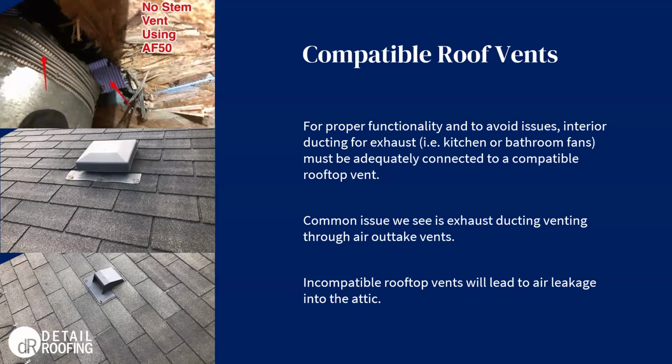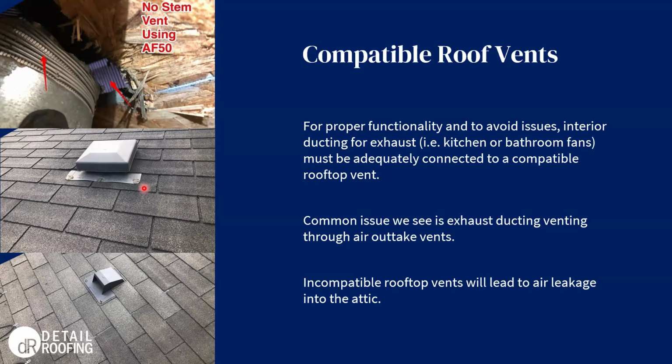Before, I was mentioning that one of the most common types of air outtake vents that we see is an AF50 vent. So that is an example here of what an AF50 vent looks like. This one here is an exhaust vent or a stem vent. Now on the underside of these vents, this one has the proper connection to be connected to exhaust ducting, whereas this, because it's strictly for air outtake, as we saw from some of those earlier slides, it's just open on the inside. It doesn't have the proper piece to connect to the ducting.